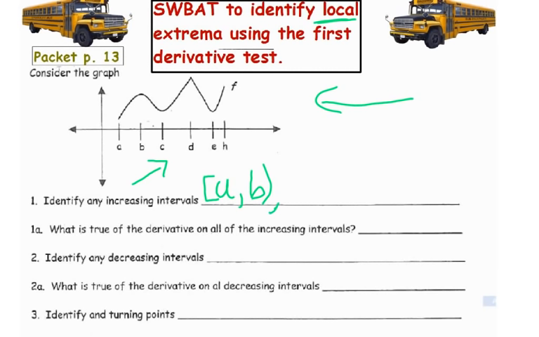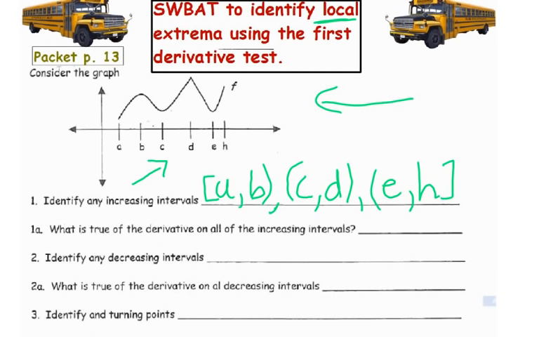Then the graph increases again, beginning at an x value of c with an open interval to d. And then again, the graph increases beginning at an x value of e all the way until we get to the other endpoint of h, and I'm going to put a closed interval on there. So the original function is increasing on these intervals.